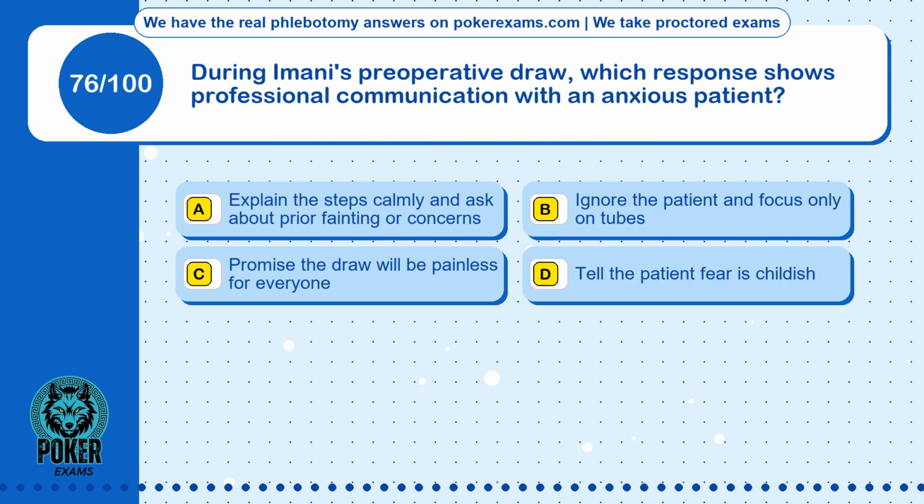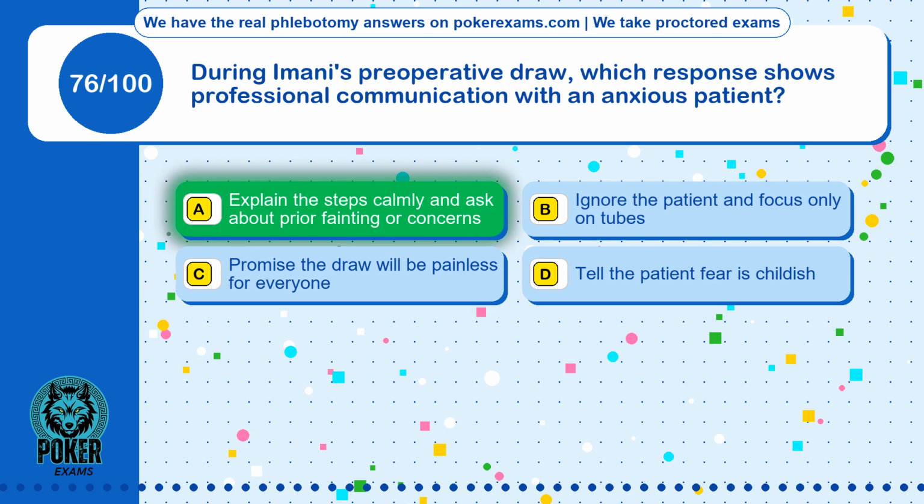Question 76. During Imani's preoperative draw, which response shows professional communication with an anxious patient? Option A, explain the steps calmly and ask about prior fainting or concerns. Option B, ignore the patient and focus only on tubes. Option C, promise the draw will be painless for everyone. Option D, tell the patient fear is childish.